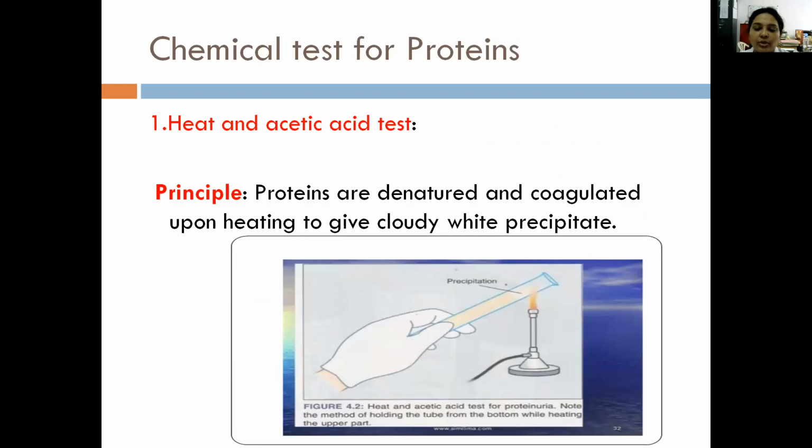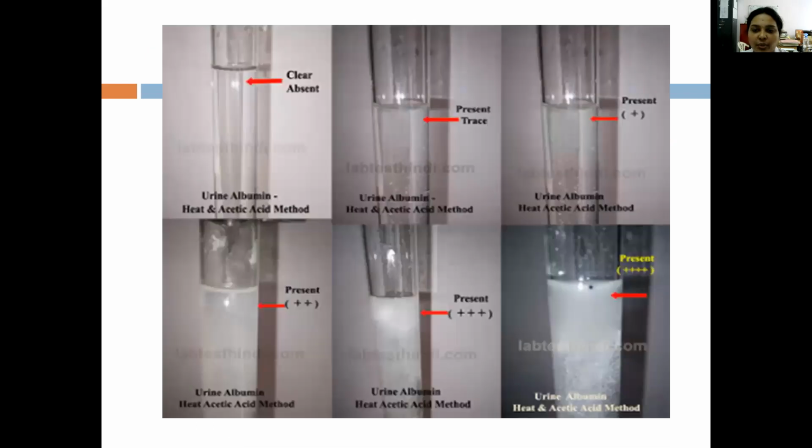So now we are moving on to the tests for protein. What are all the chemical tests for protein? First comes the heat and acetic acid test. The basic principle behind it is that proteins are denatured and coagulated upon heating to give a cloudy white precipitate.